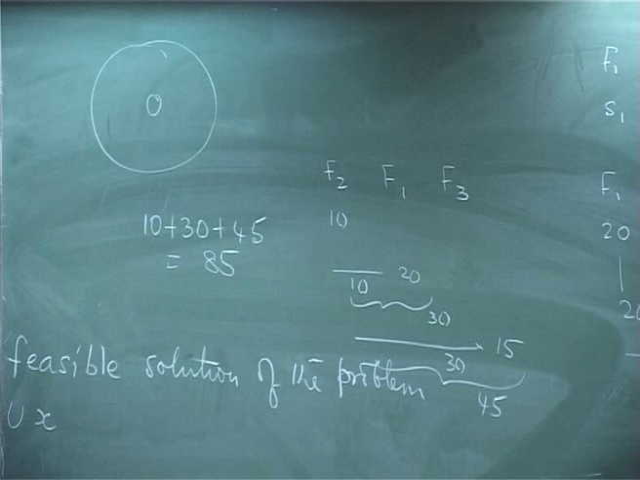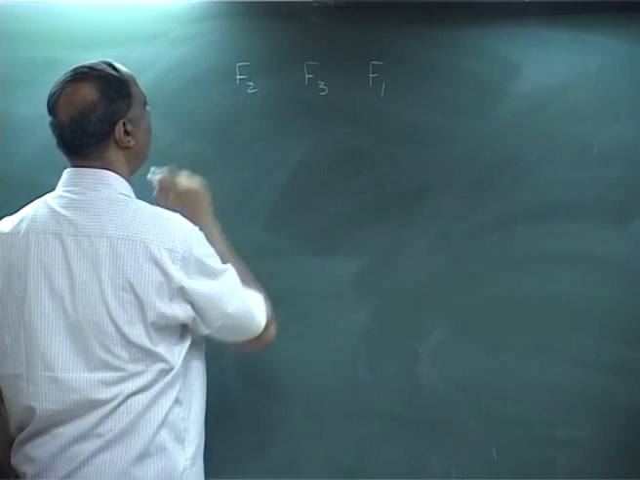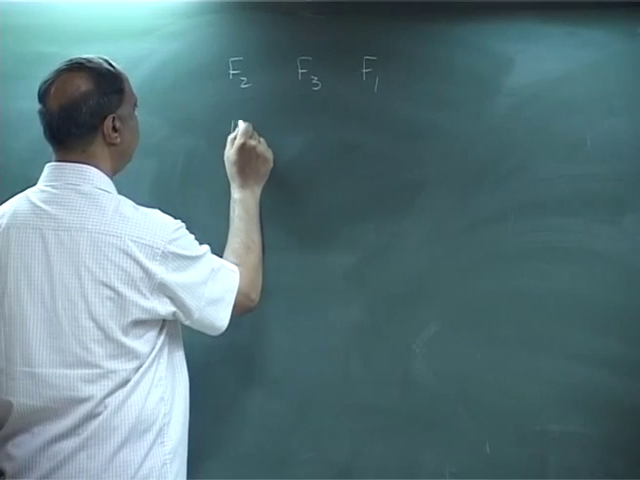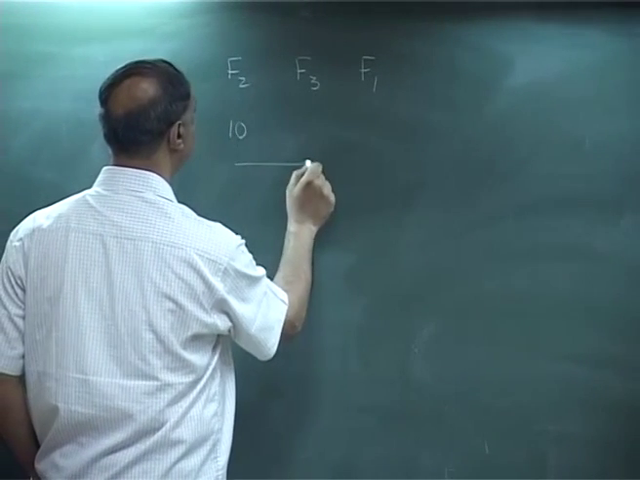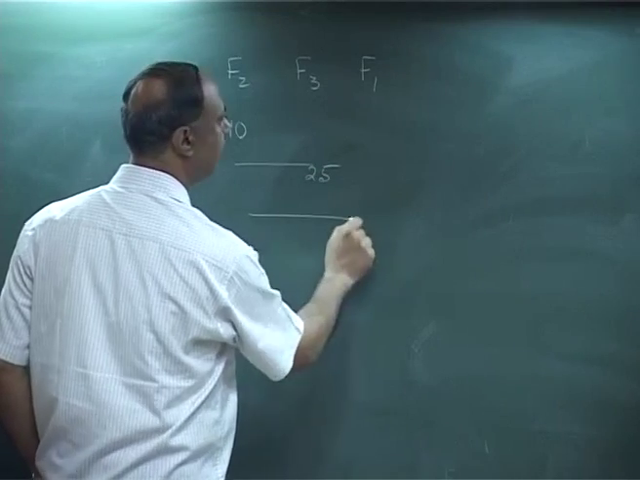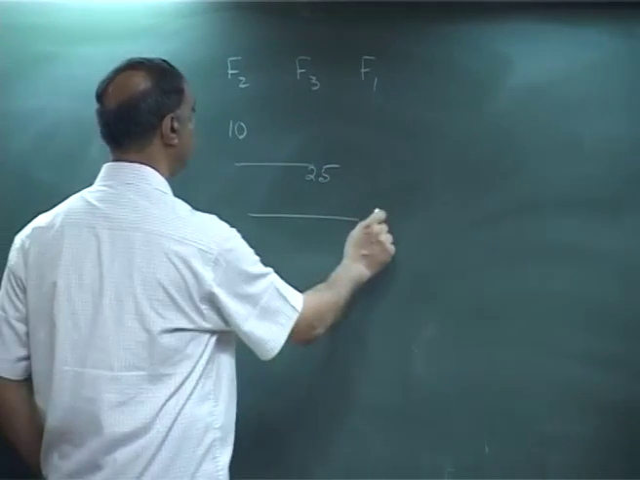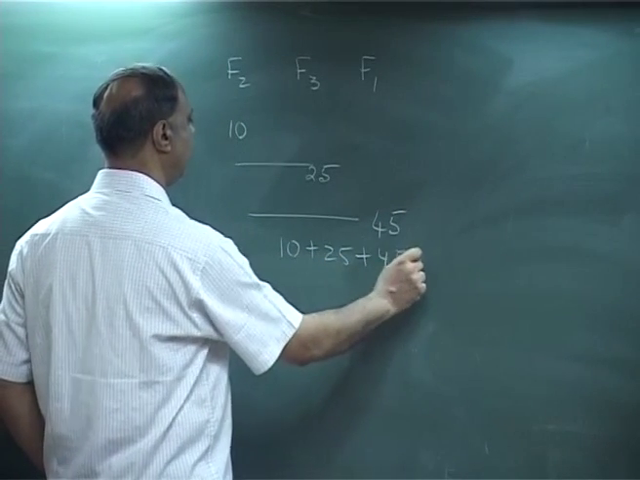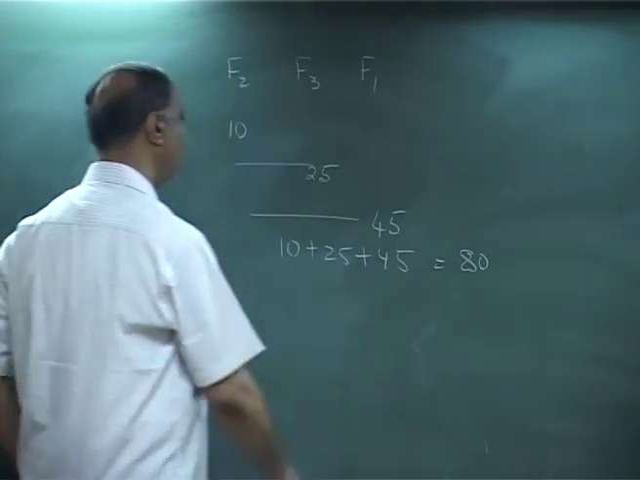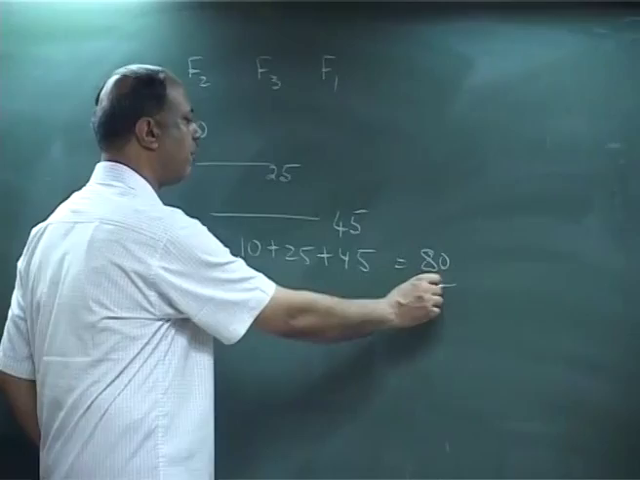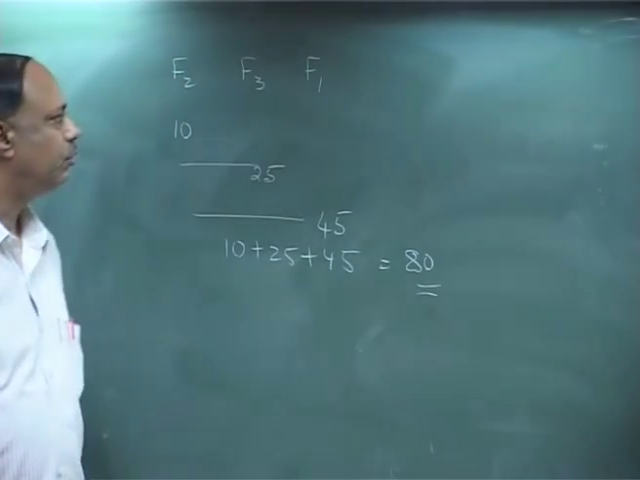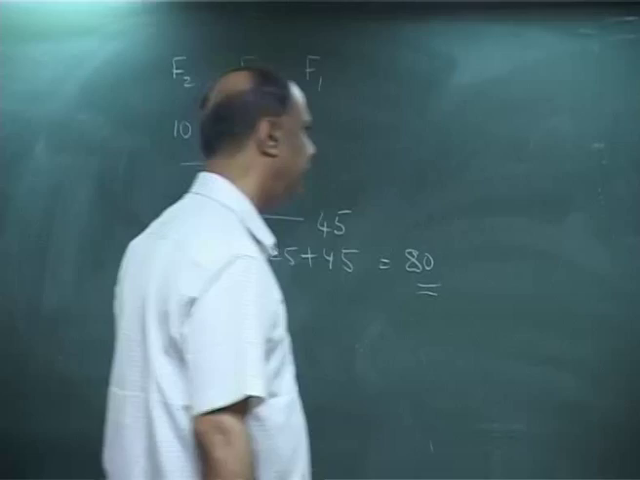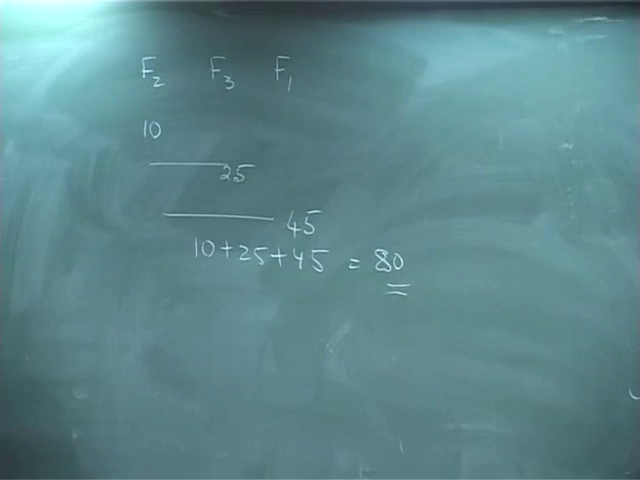Now what happens if I save the files in the order F2, F3 and then F1? First F2, which is 10; next time it is 10 plus 15, which is 25; and then next time it is 45. So it becomes 10 plus 25 plus 45, which is 80. Okay, and this is the minimum number of record movements to store all three files on the magnetic tape. So what is the strategy we follow here?